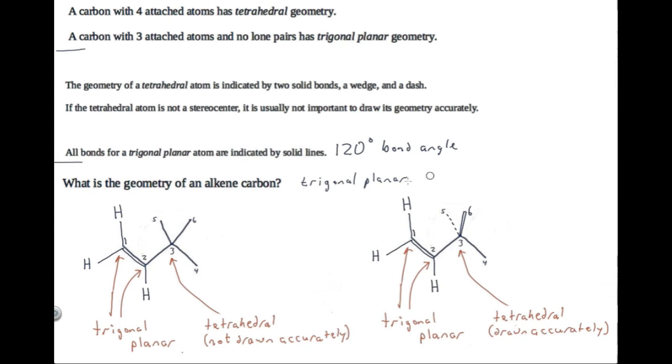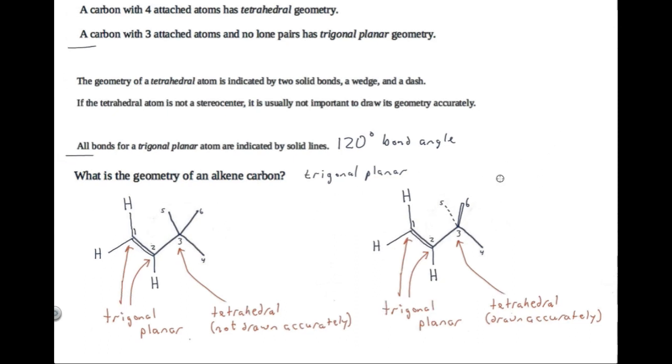You'll get a chance to practice these geometry facts in the next problem. For completeness, I will briefly mention that all solid lines is not the only possible correct way to draw trigonal planar geometry. It's just by far the most common. By the same token, two solid bonds, a wedge, and a dash is by far the most common way to draw an accurate tetrahedral atom. There are other accurate ways to draw a tetrahedral atom, but they're much less common.